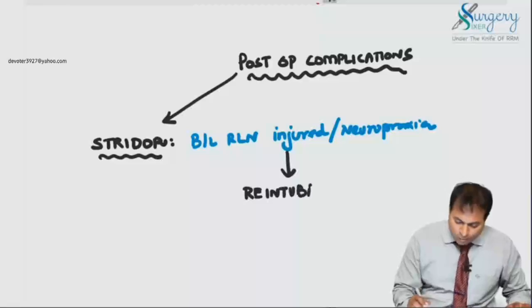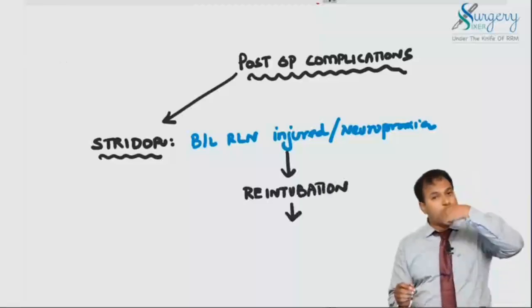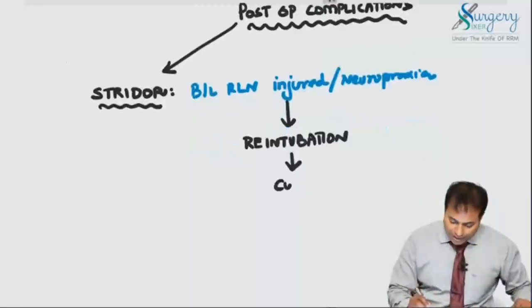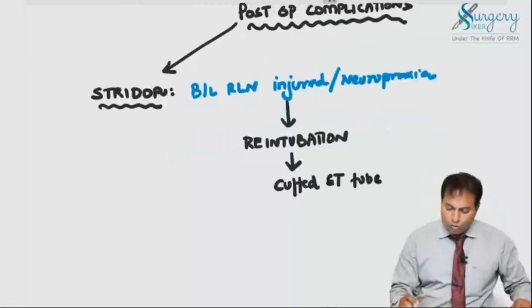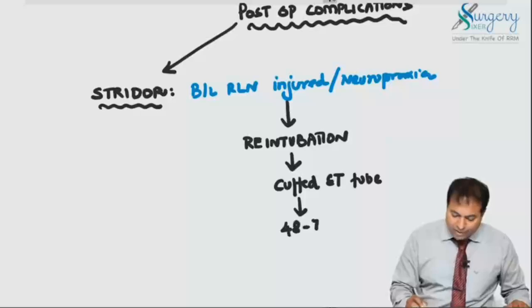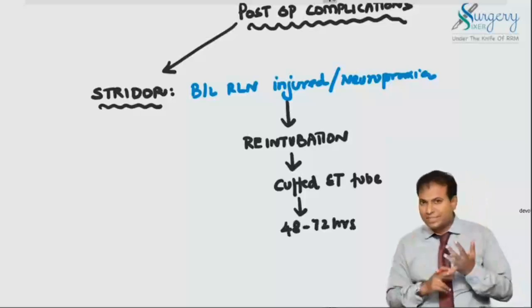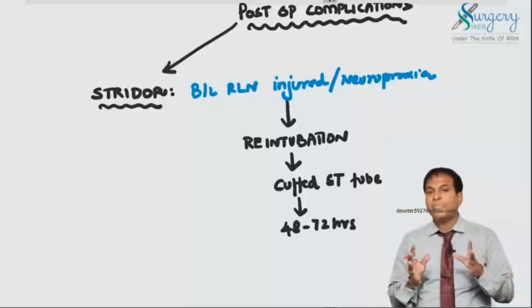I will do re-intubation and shift the patient to the ward with the cuffed endotracheal tube inside. I will wait for 48 to 72 hours. If it is only a neuropraxia, with steroids and anti-inflammatory drugs the neuropraxia will resolve and the vocal cords will start functioning.